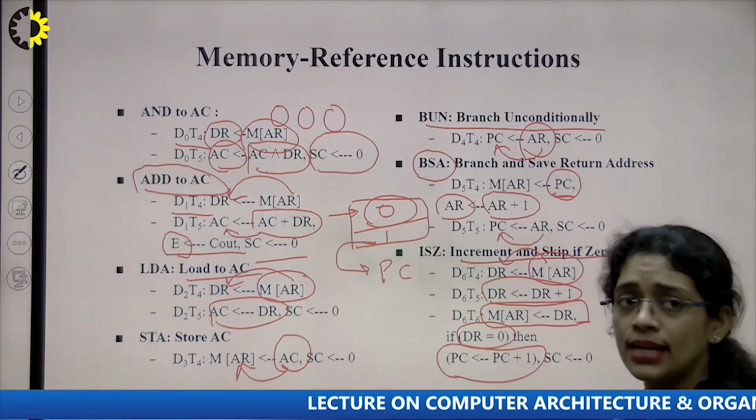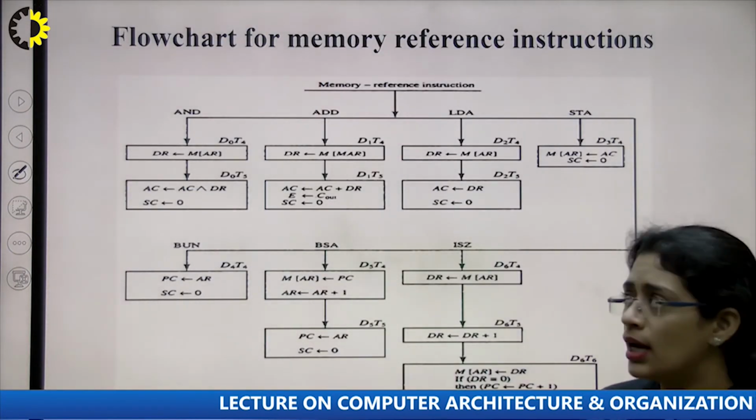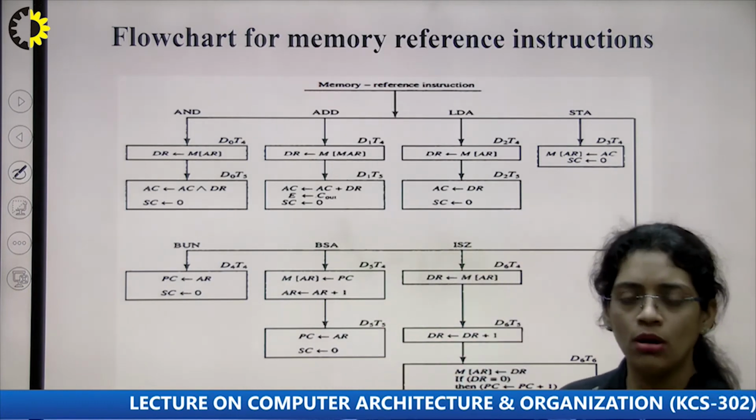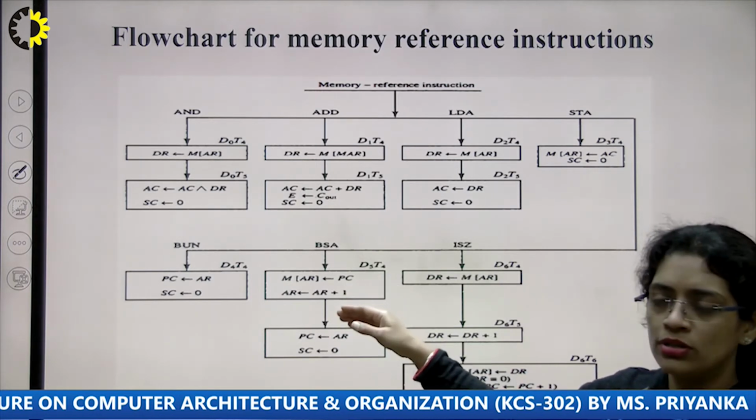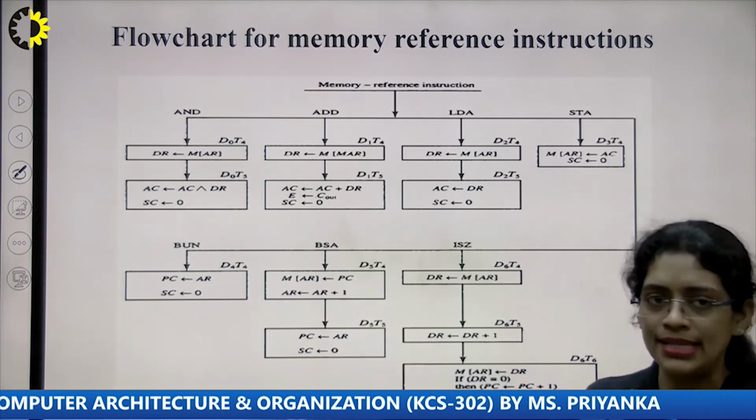So these are the 6 types of memory reference instructions. This is just a flow chart showing all the operations in detail: at T4 it is going to do this, at T5 it is going to do this, the same one.